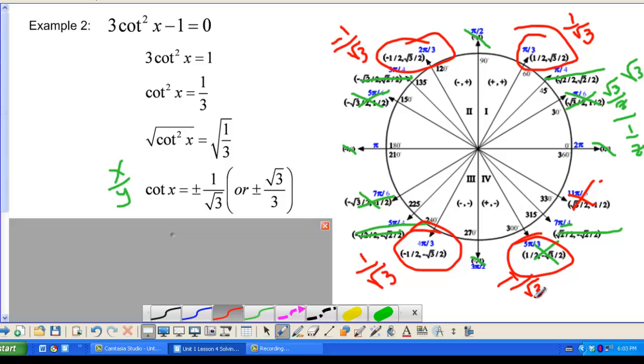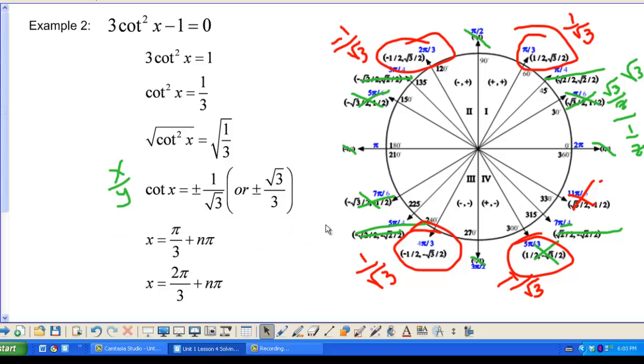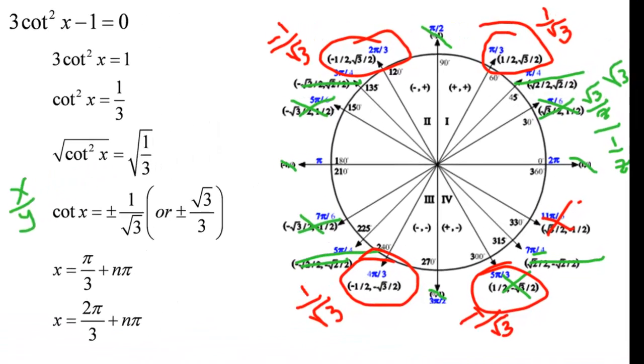Now, when you look at my answer, you might be thinking, you're off your rocker. First of all, I have to account for all of the possible solutions. So why didn't you write pi over 3 plus 2n pi? And why didn't you write 2 pi over 3 plus 2n pi? And why didn't you write 4 pi over 3 plus 2n pi? Or 5 pi over 3 plus 2n pi? That's because if you recall, cotangent has a period that occurs every pi radians, not 2 pi.